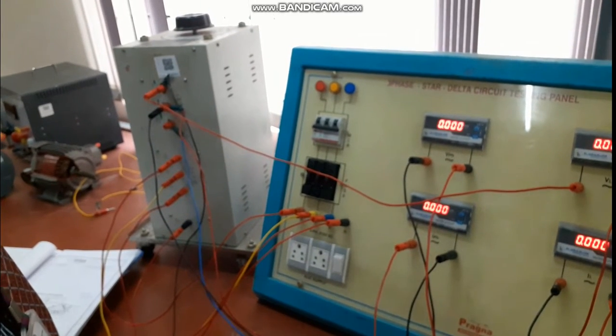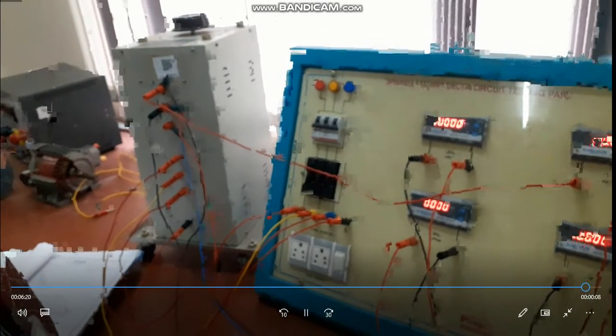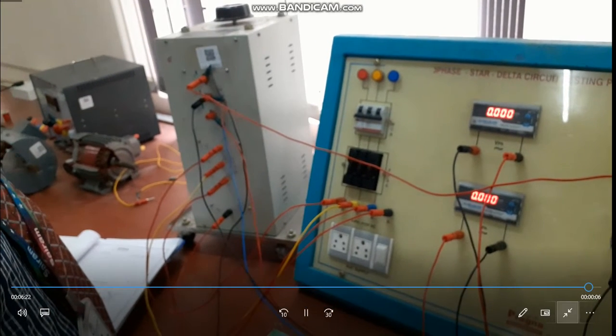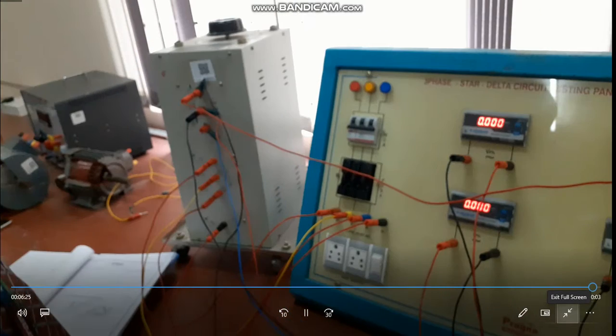Line voltages are equal to phase voltages, line currents are equal to √3 times the phase currents, and phase currents are equal to 1/√3 times the line currents.